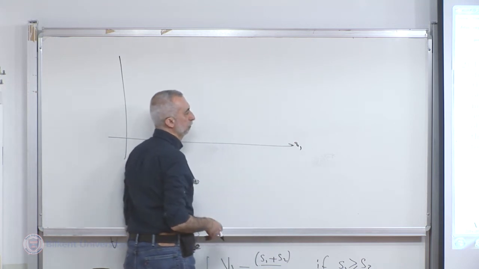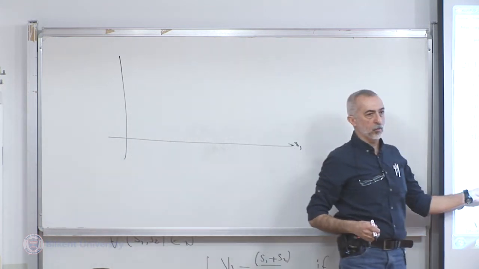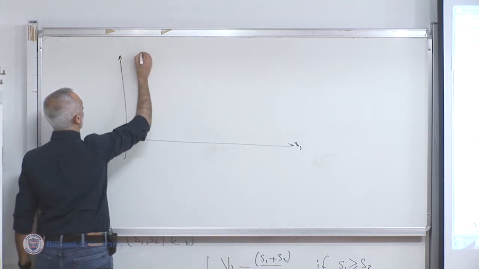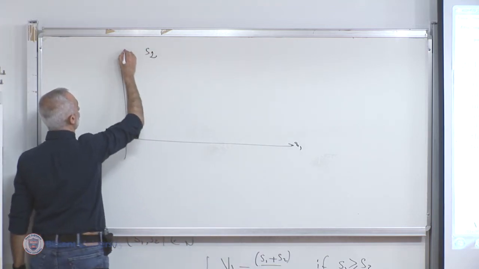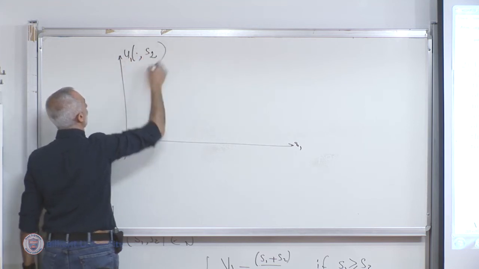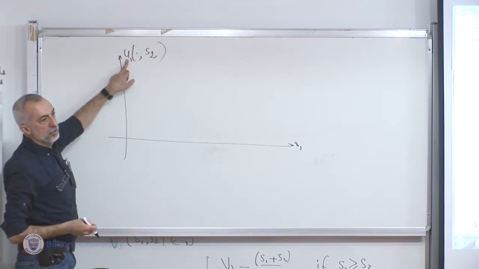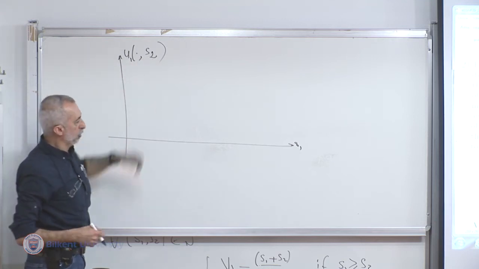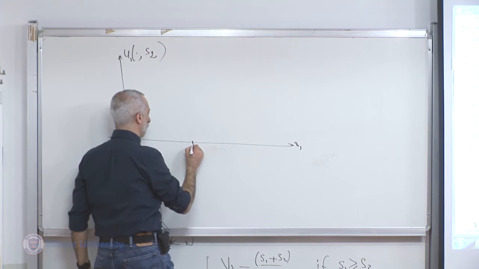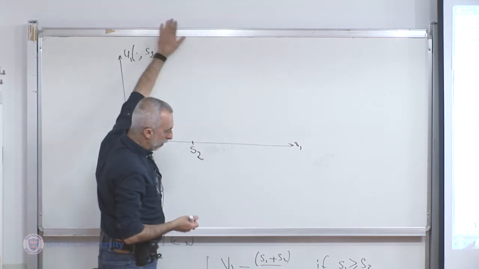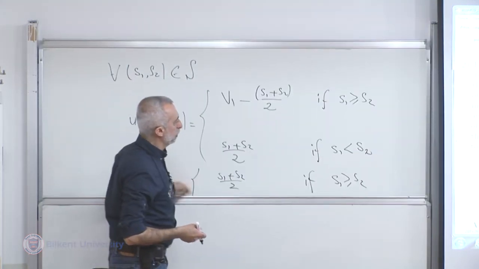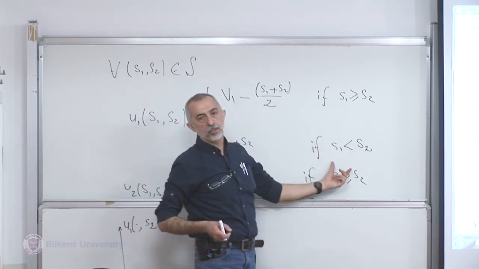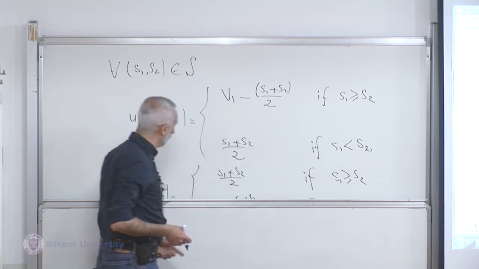So to find the best response of player 1 for any given S2, we're looking for the maximizers of U1 as a function of S1 given S2. So we'll draw the picture of that. S2 is given, so let's mark S2 here. Why am I marking it? Because the function changes behavior when S1 is bigger than S2 and when S1 is less than S2. That's why I marked S2.